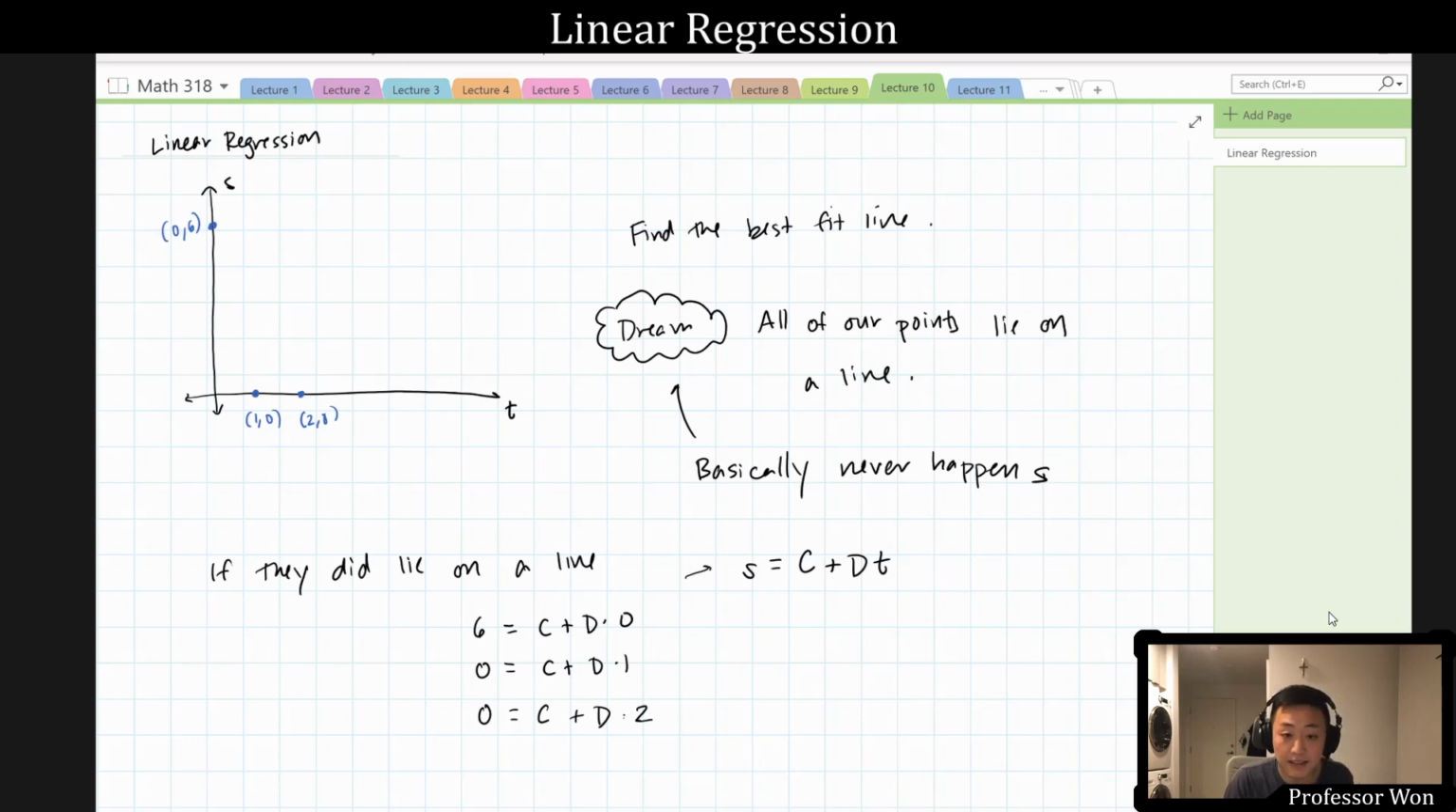Okay, but now we're getting somewhere linear algebraically, because we could write this in terms of linear algebra as, now my variables are c and d, and the linear equations are the matrix with rows 1, 0; 1, 1; 1, 2, times c and d, equals 6, 0, 0. So if all the points lay on a single line, then this system would have a solution.